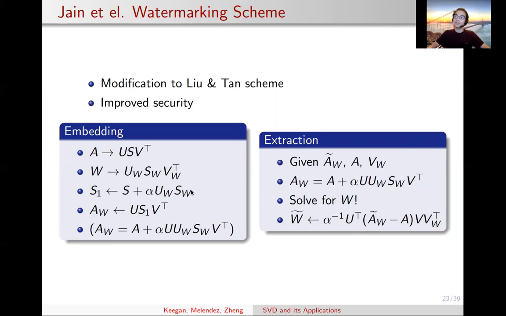And so in theory, you should need the complementary information of the right singular vectors of W to be able to extract the watermark from the image correctly. Another perspective is that if you work it out in the algebra, you're actually just adding a scalar multiple of this matrix here on the bottom to A. And so this perspective will be useful for later. For extraction, it's very similar. You just apply this process in reverse and do some algebra and solve for the watermark.